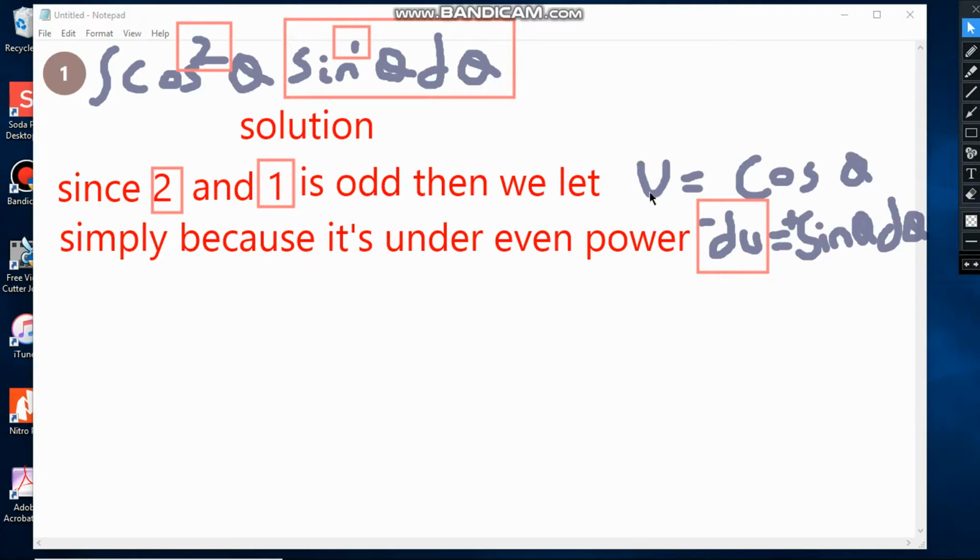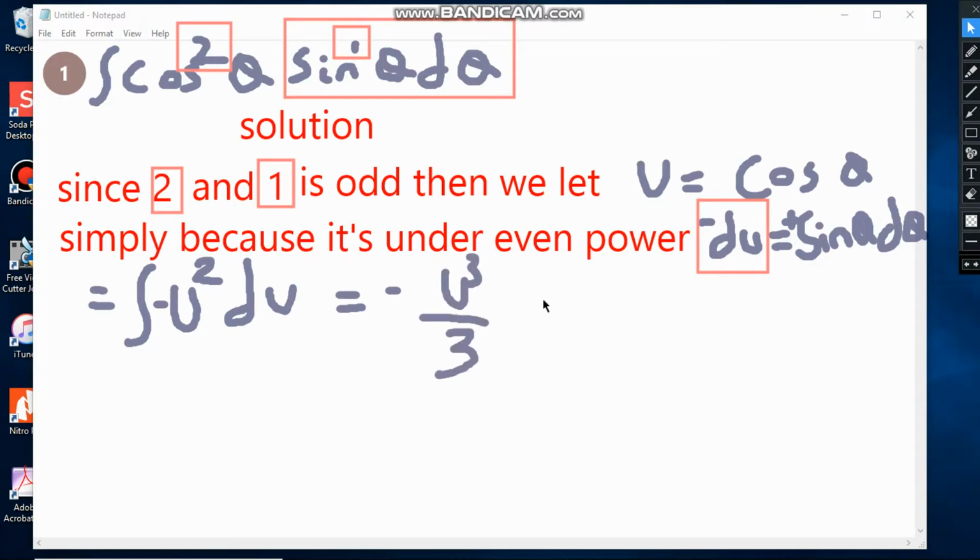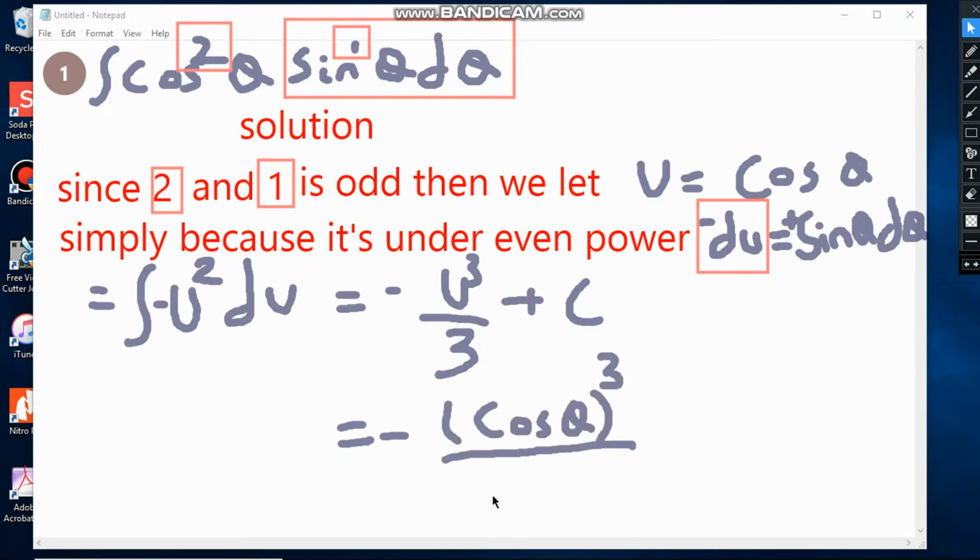So here we have the integral of u square, and this one is negative du, which is equal to negative u raised to 3 over 3 plus constant. But what is u? u is cos of theta. When you substitute back by cos of theta, we have negative cos of theta raised to 3 divided by 3 plus constant.